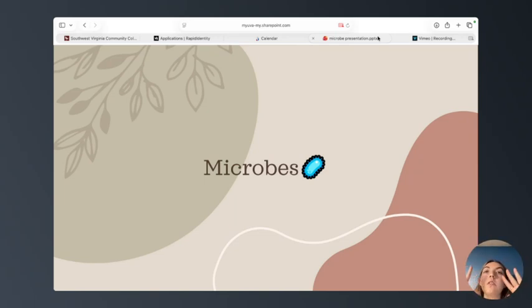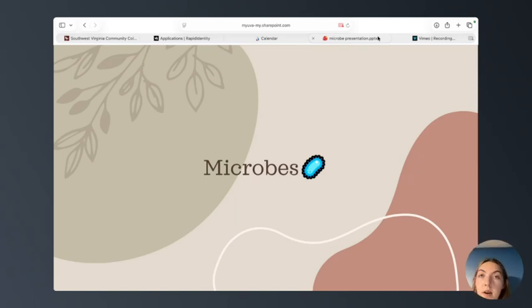So we're going to start out with just going over what a microbe is and making sure that everyone knows the definition. So microbes are microscopic organisms like bacteria, fungi, protozoa, and algae, and their anatomy helps them survive, reproduce, get nutrients, and interact with their environment.